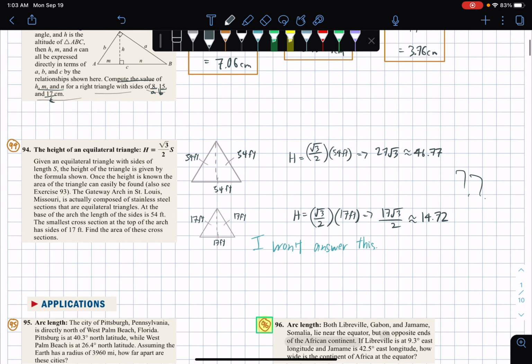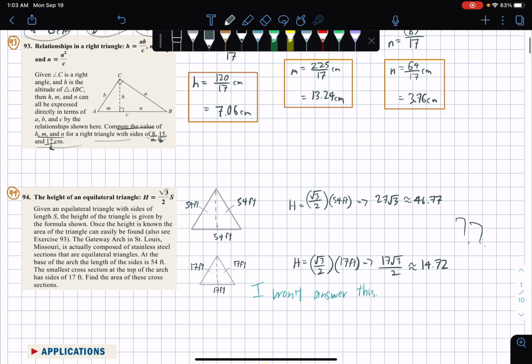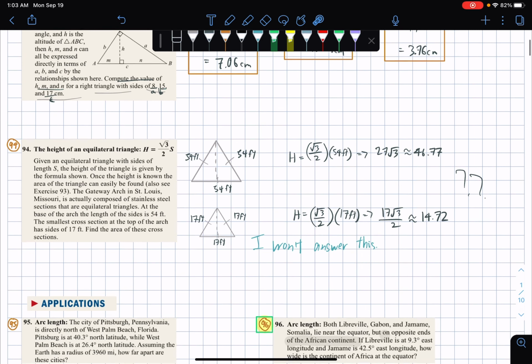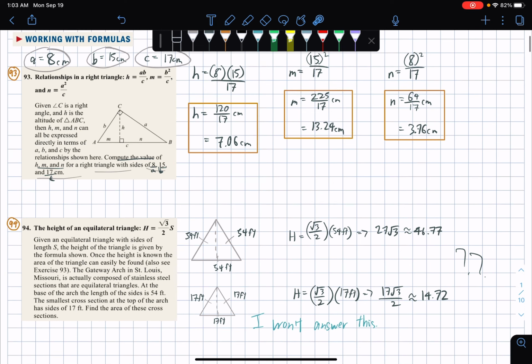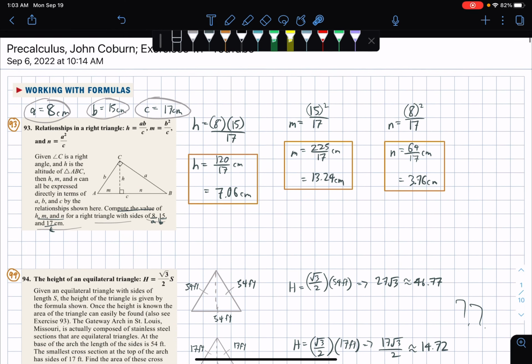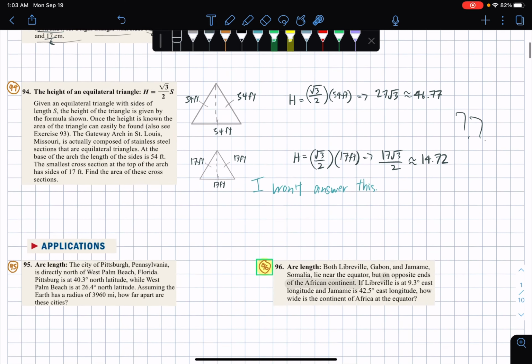Alright, for number 94, I really did my attempt to answer it, but unfortunately I couldn't, so I'll leave that to you. Either way, I'll be leaving that to other better mathematicians, those who have more scope over this lesson. Alright, so let's move to the applications.